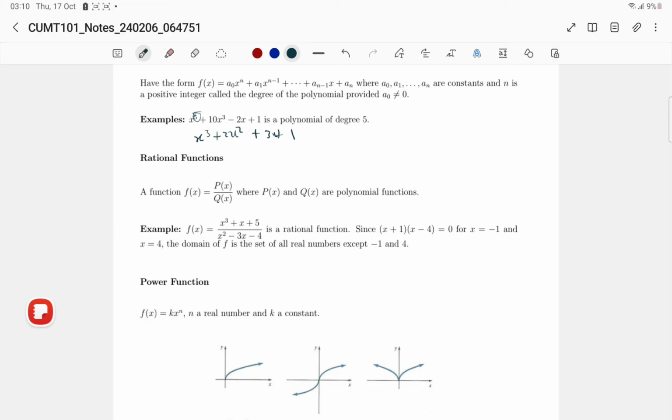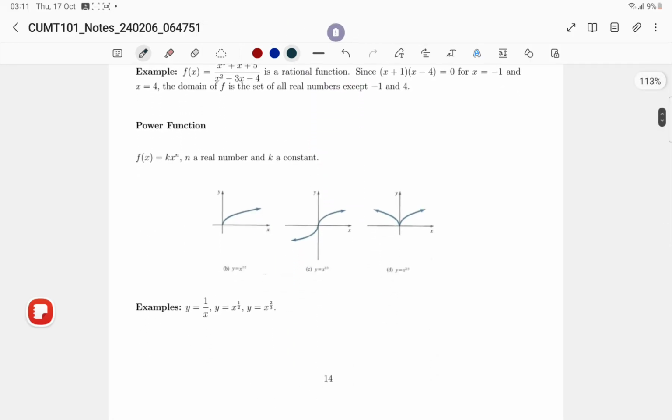Then there are rational functions. Rational functions, we've got p of x over q of x. We have x to the power of 3 plus x plus 5 over x squared minus 3x minus 4. Those are like a polynomial over a polynomial gives a rational function. Then we have also power functions. Power functions are functions of the form k x to the power of n, where n is a real number and k is a constant. So we have y is equal to x to the power of a half as an example, y is equal to x to the power of a third, and y is equal to x to the power of 2 over 3.